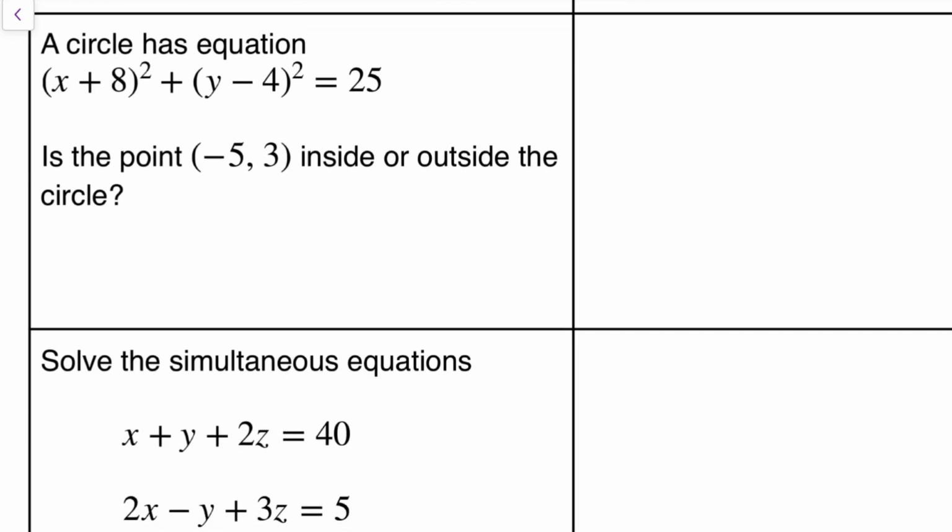Next question. A circle has equation, gives me a circle with an equation. Now I'm just going to write down the thing I always do, even if I don't really need it. So C is minus 8, 4, and the radius is 5. It just stops me making a silly error by jumping in. And then it says, is the point minus 5, 3 inside or outside the circle?